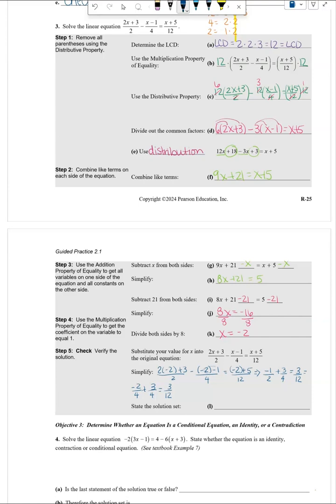Let's look. So this side equals 1/4. We agree? Now, if we simplify this, 3 goes into 3 one time, and 3 goes into 12 4 times. So that is a true statement. So negative 2 is good. So our solution set would be negative 2. Okay? Awesome.